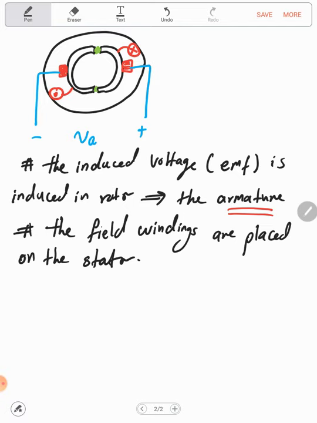So this actually we call the commutator, which is actually a mechanical rectifier. Why do we call it a mechanical rectifier? Because the induced EMF is alternating, but because of the brushes and the segments, it will act as a rectifier, so the voltage here will become unidirectional or a DC. So the commutator with the brushes is acting as a mechanical rectifier.